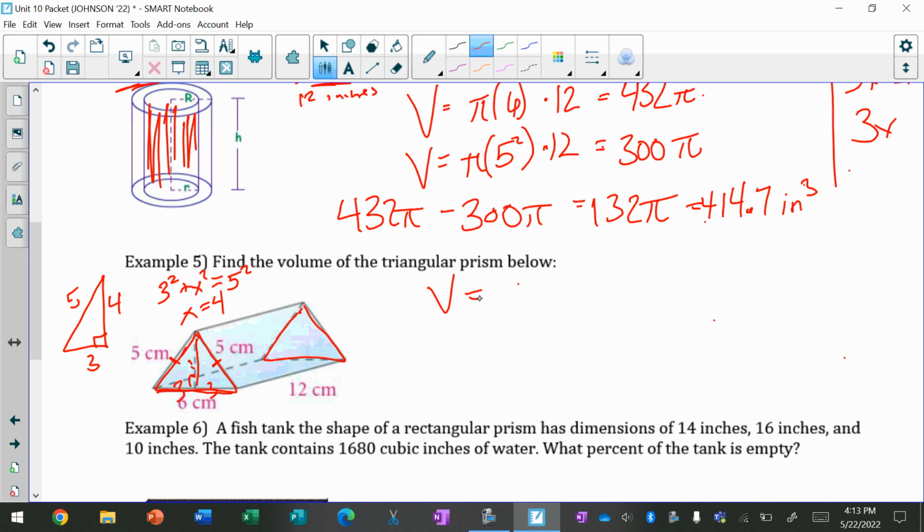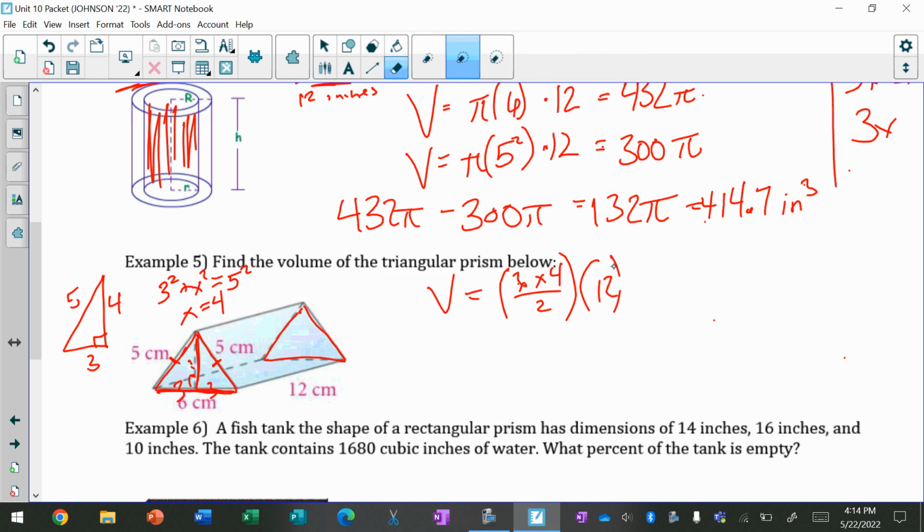So, what is the area of the triangular base? Well, the area of the triangular base is 6 times 4 divided by 2, because the triangle has a base of 6 and a height of 4. The height of the triangle is 4, but the height of the prism is not 4. I know this is where it starts to get confusing. The height of the prism is the distance between the bases. There's a triangular base in the front. There's a triangular base in the back. There's 12 centimeters between them.